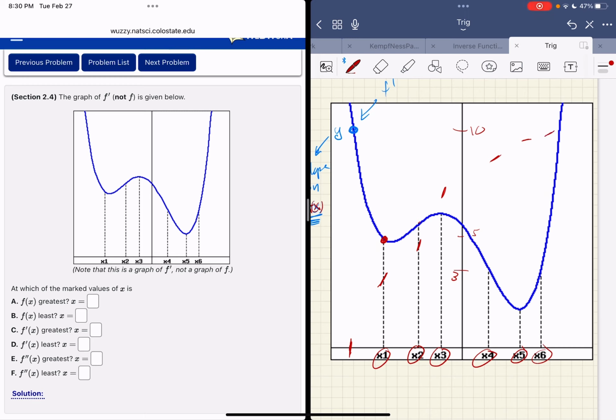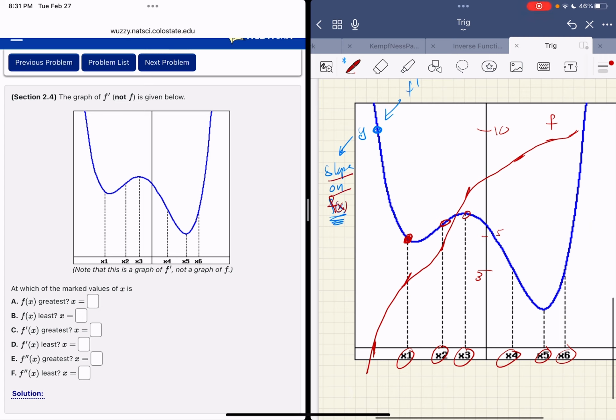Okay, so what might f look like? f might look like this. That might be what f looks like, okay? So you don't have to do it this way, but I'm taking the y values for each of the x spots, and I'm turning those into slopes on my function. That's why I did all these little tick marks. I should have really matched up a little better, but whatever, okay?